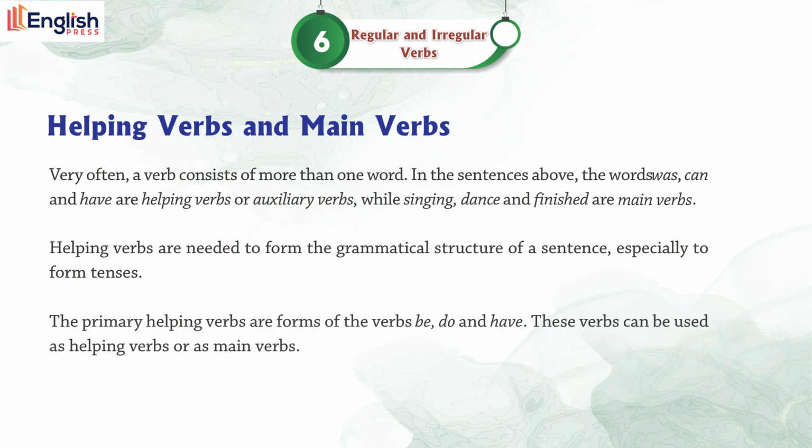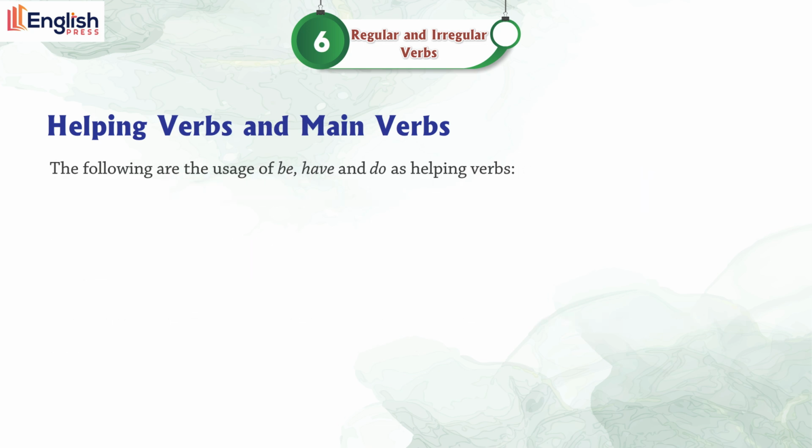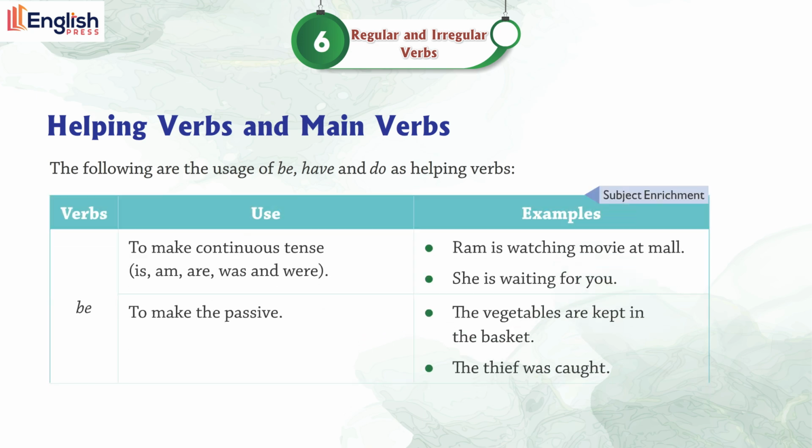The primary helping verbs are forms of the verbs be, do, and have. These verbs can be used as helping verbs or as main verbs. The following are the usage of be, have, and do as helping verbs. Verbs be: use to make continuous tense. Is, am, are, was, and were. Examples: Ram is watching a movie at the mall. She is waiting for you.